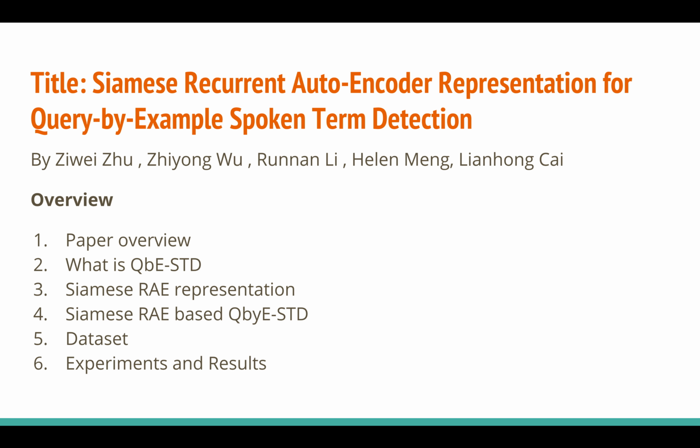Today in this tutorial I will explain the paper Siamese Recurrent Auto-Encoder Representation for Query by Example Spoken Term Detection. So the tutorial is going to cover the overview of the paper, then we will see what is Query by Example Spoken Term Detection, then we will see how to learn compact feature representations using Siamese Recurrent Auto-Encoder. Then we will see how to use this Siamese RAE model for Query by Example Spoken Term Detection. Then we'll see what is the data set introduced in this paper, and then we'll see some experiments, and finally we'll see some results.